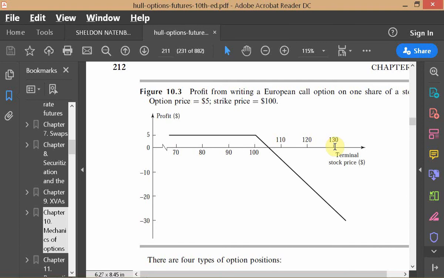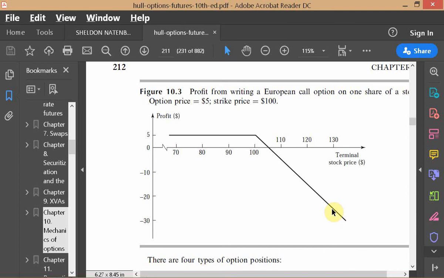Okay, now let's confirm it one more time. Let's look at the last example of 130. When the underlying price at expiration is 130 and I have sold a call, we are just being 100% sure that it's a call. So I sold a call, and what is my situation when the underlying price is 130? I'm making a pretty big loss, probably something like 25. Okay, so say $25, I'm making a loss of $25.